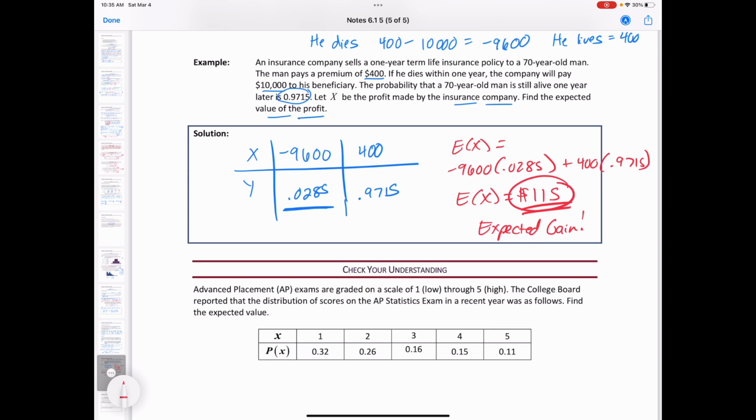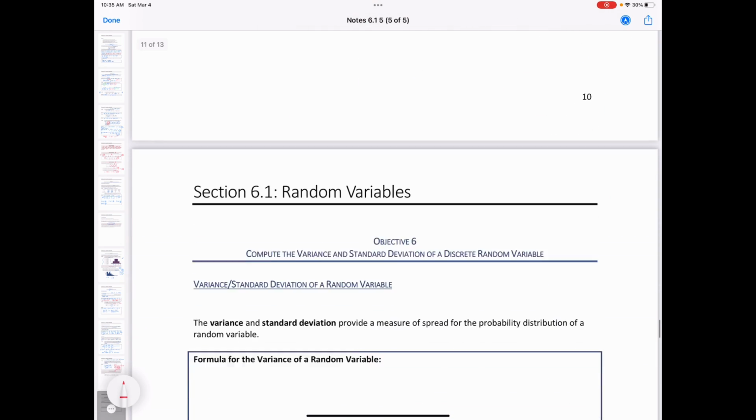And it's an expected gain of $115. On average, because they're going to sell this to many 70-year-old men, on average, they're going to make $115 per person. All right. We will come back to this in a minute because I'm going to show you something on the calculator. So let's skip that, but we will come back.